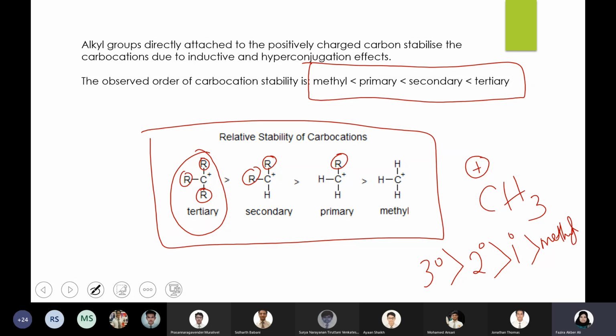So for now you just need to know the order. The explanation we will learn when we discuss the inductive and hyperconjugation effects.